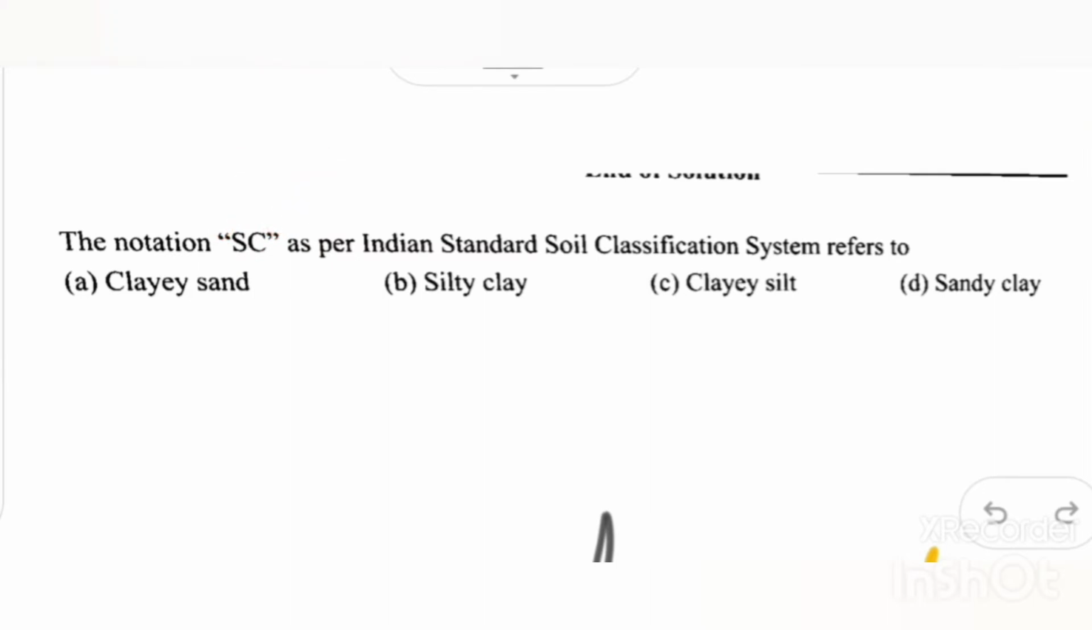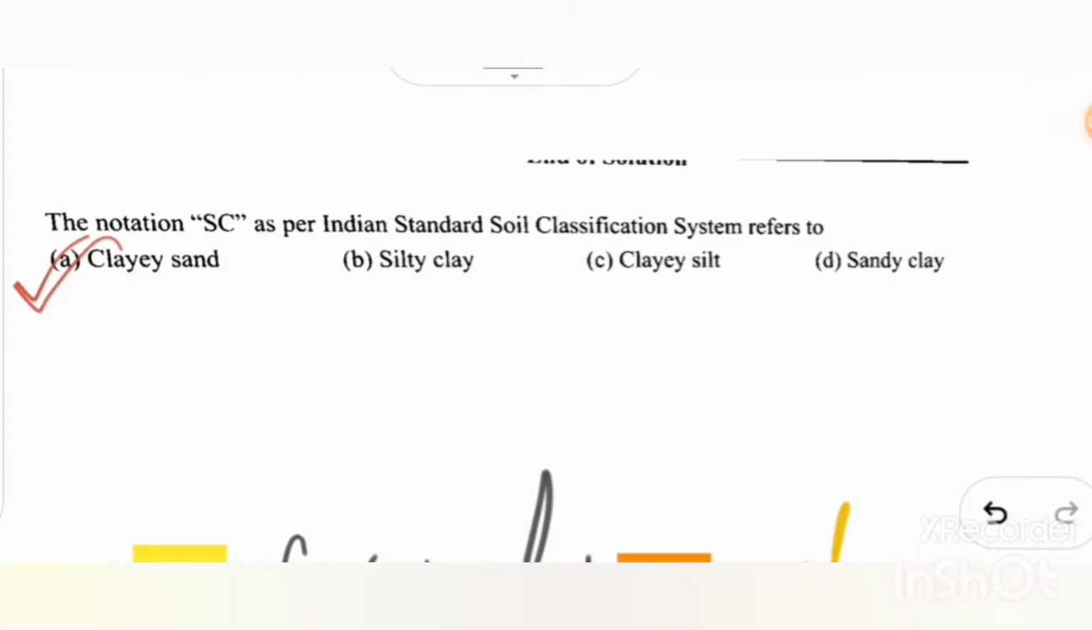But how to name it? Let's see. These are the major sand groups under the IS standard classification. SW well graded sand, SP poorly graded sand, SC clayey sand, SM silty sand. In all of these, even though the symbol S comes in front, the name sand comes at the end. So the incorrect answer is A.